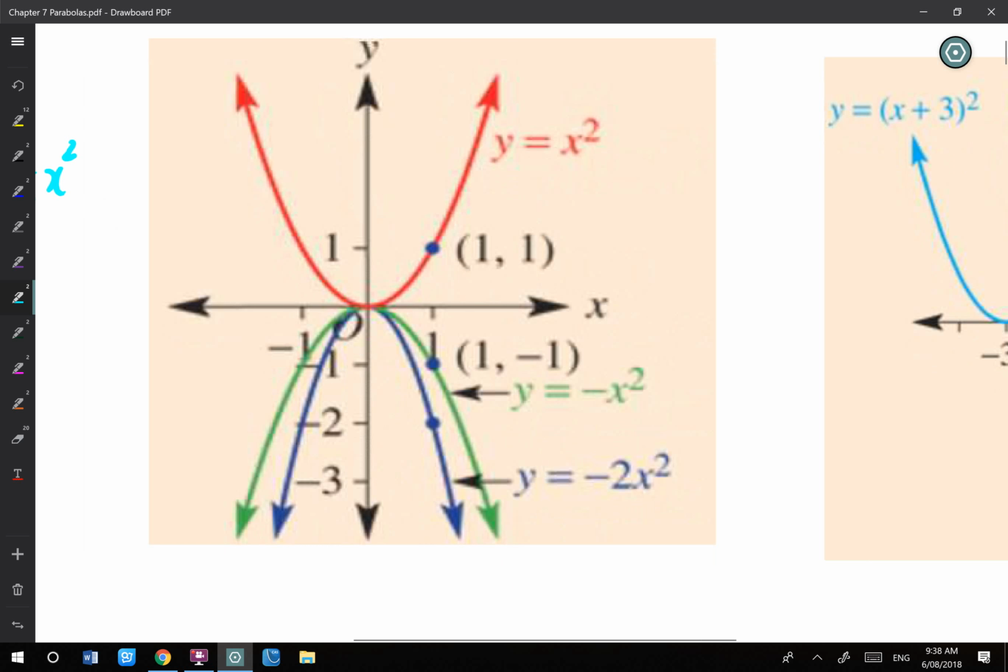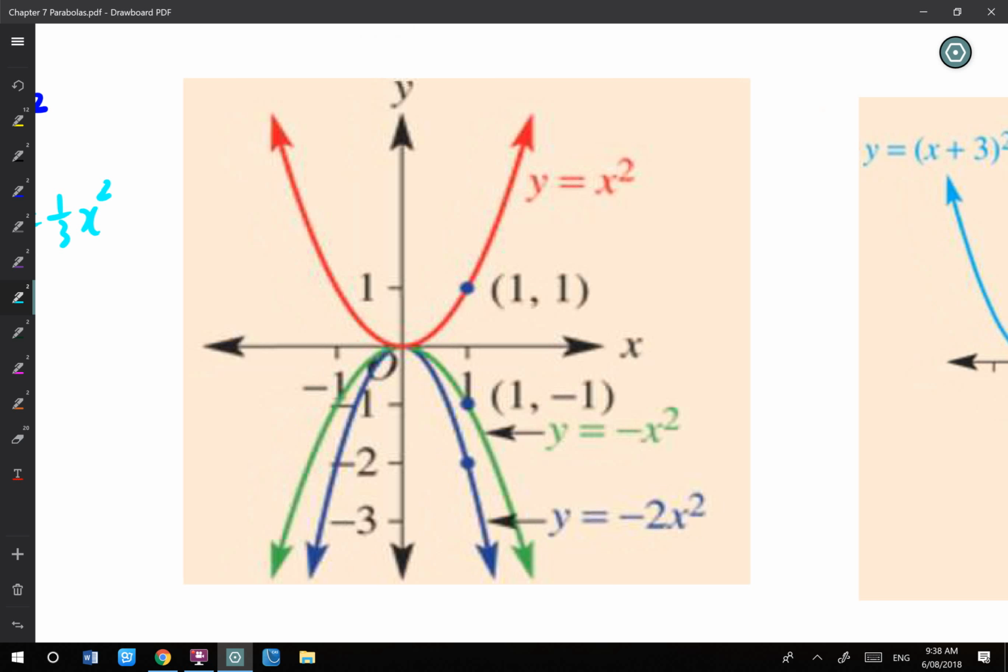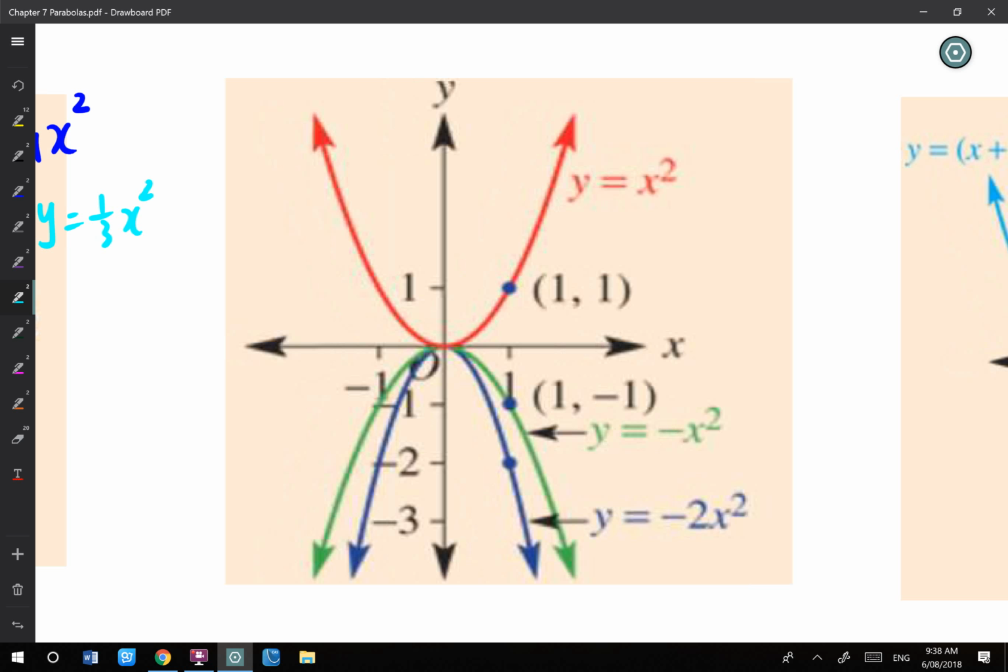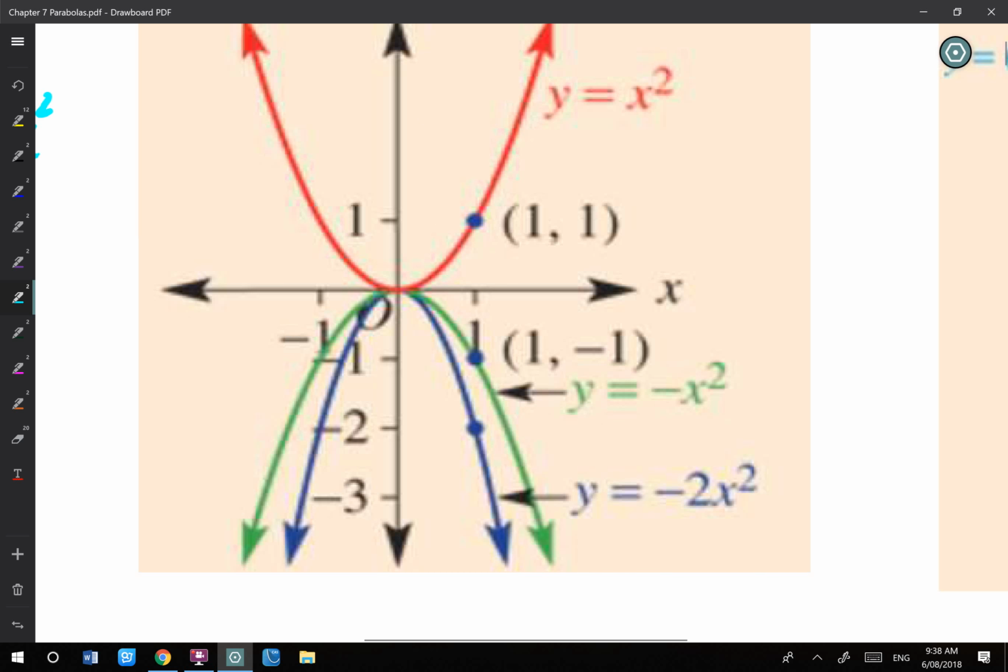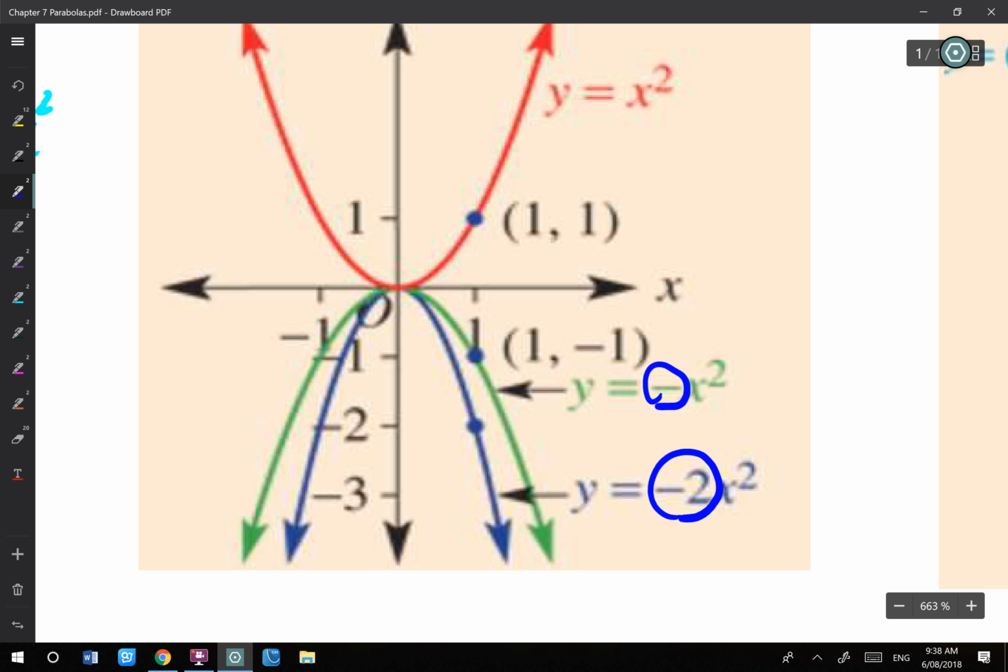Okay, now we can see the next one. The red one again is the most basic graph. Now my a value becomes negative, negative 1 and negative 2. So what is this negative doing? It's still changing the a value, still different from 1.